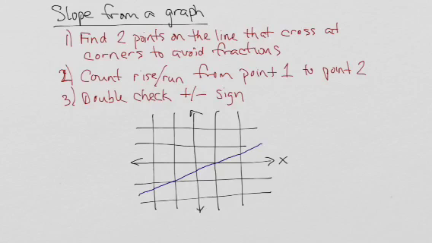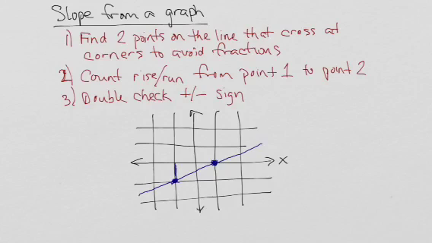All right? So if we have a graph that's already pre-drawn, we can find the steepness of the line by finding 2 points on the line that cross at corners. And the purpose of that is to avoid fractions. For example, I do not want to choose this spot here. All right? Because if I choose that spot and this spot, and I want to count rise and run, how much up am I actually counting? It's kind of hard to tell because it's fractional. So I want to avoid that. And what I want to do is I want to find spots where the graph crosses right on the corners so that I don't have to count fractional spaces.